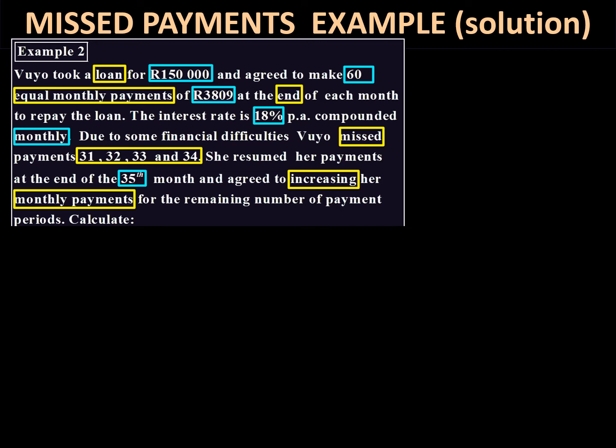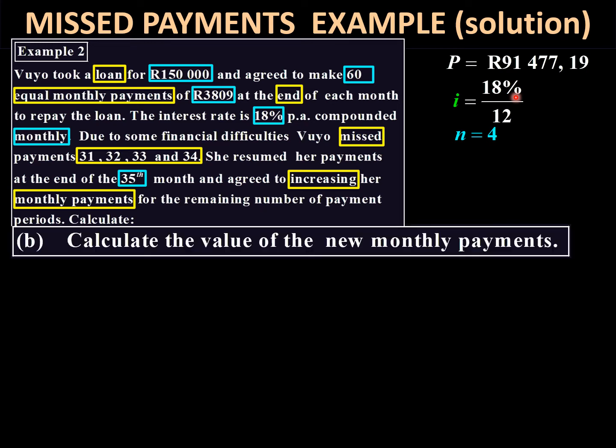Now let's look at the next question. So we're just transferring that outstanding balance after the 30th payment. 30 payments were made. The interest rate is still the same. She missed 4 payments. So let's see. Calculate the value of the new payments. Now this outstanding balance, for 4 months she did not pay. So this outstanding balance will have to grow. There's a compound growth taking place.